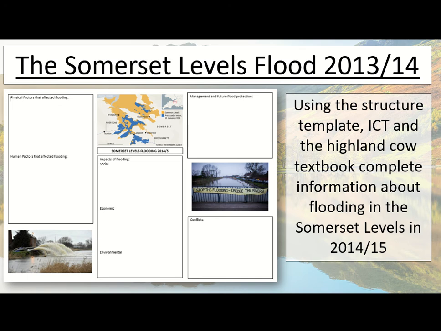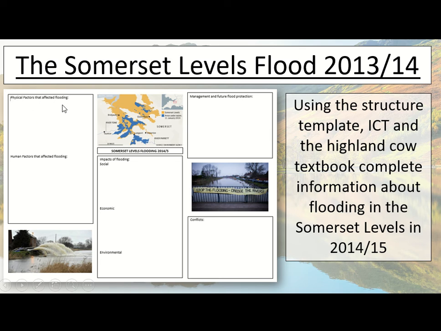So effectively the Somerset Levels flooding, you can pick the date here, because the Somerset Levels flooding of 2014 or 15 or 13-14, I think it's 14-15. I think I've got my date wrong on the title there, sorry about that. It's got different sections here: physical factors that affected flooding, human factors that affected the flooding. By affected flooding, I mean what helped cause it or contribute in some way to the flood.